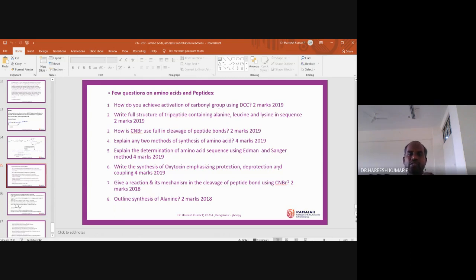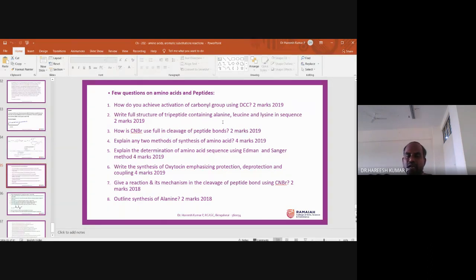And write the full structure of a tripeptide containing alanine, leucine, lysine. That means you should be aware of what alanine, leucine, and lysine are. So in this case, alanine is the N-terminal end, lysine is the C-terminal end, and leucine is the in-between one. So you have to write the structure. If you change this order, you may not get the marks.